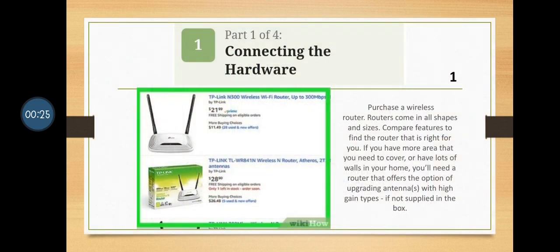First, purchase a wireless router. Routers come in all shapes and sizes. Compare features to find the router that is right for you. If you have more area that you need to cover or have lots of walls in your home, you'll need a router that offers the option of upgrading antennas with high gain types if not supplied in the box.